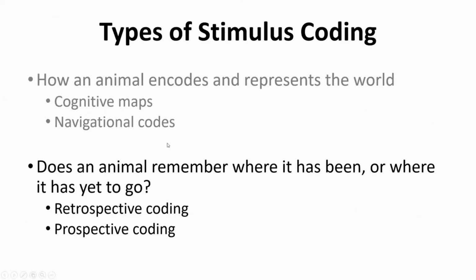Okay, so we talked about how we might encode that information and represent that information, cognitive maps versus navigation codes. But next we want to talk about whether an animal remembers where it has been or where it has yet to go. So specifically looking at retrospective and prospective coding.